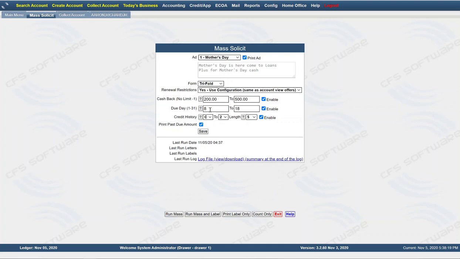And if their due day is, say, the 8th, which is 3 days from now, to the 28th, that makes the range a little larger. And let's also make the amount they get back possibility a little bit higher, so $200 to $800. This demo version of the software may not have enough customers to fall under these particular criteria. So let's save this and run it again and see what we get.